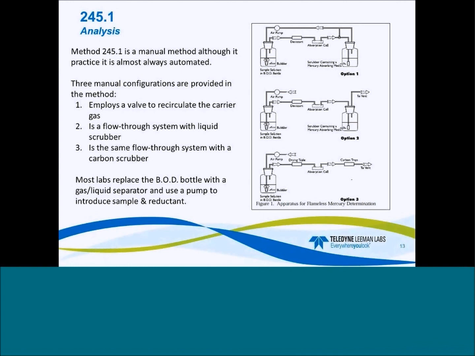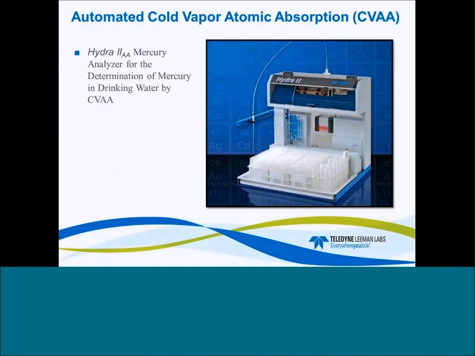There are 3 different configurations for the manual system that are proposed in 245.1, most of them dealing with the type of scrubber that you're using to remove the mercury at the end of the analysis. The first one is a closed loop, and the others are continuous flow through the absorption cell. Well, this was a manual system, and very quickly it converted to an automated approach. It's fairly time-consuming and required operators to be present throughout the entire analysis.